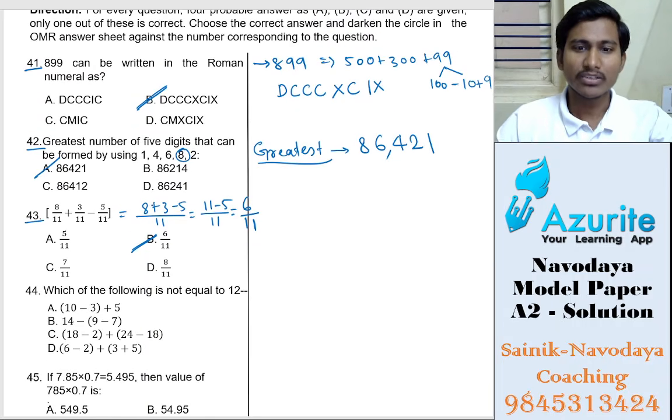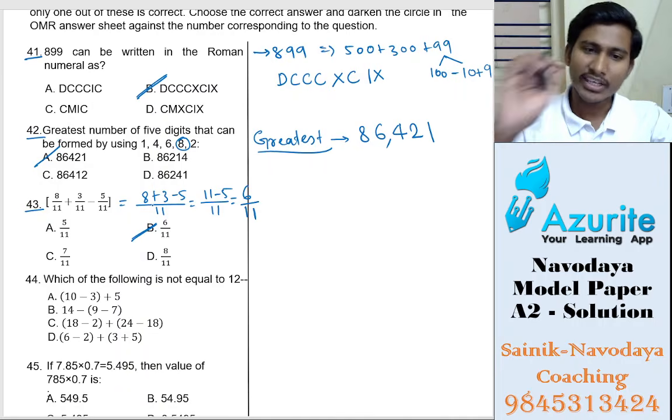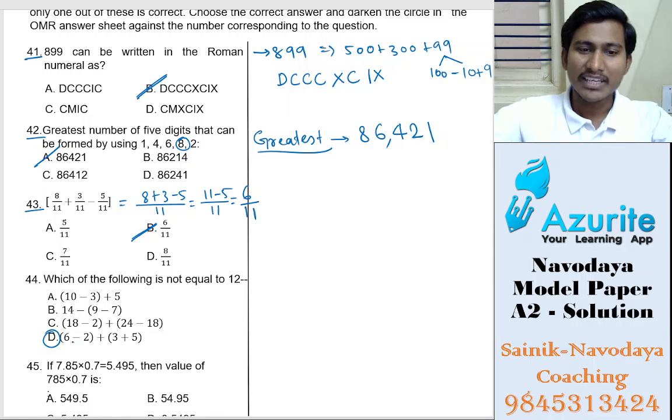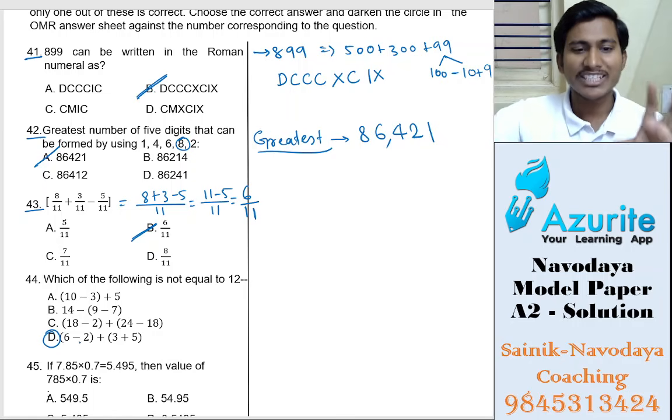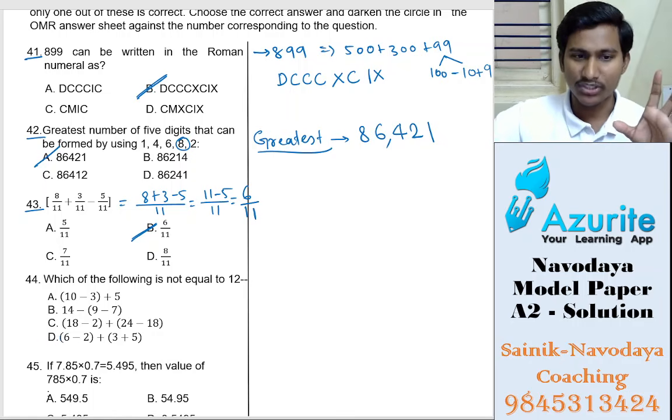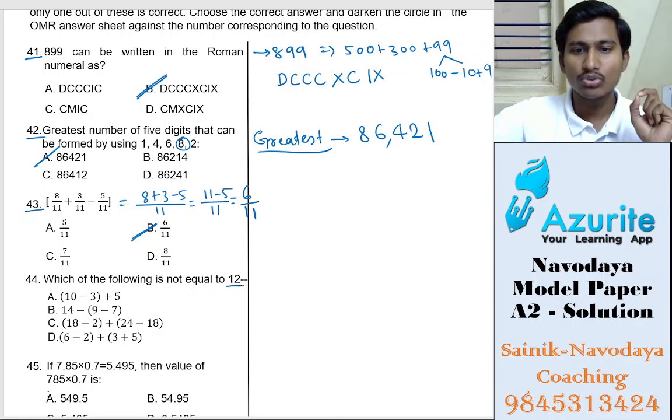That is 44 here. So here, a small correction. In option D, you make it minus. It may be printed as plus, so you change it to minus. Okay? So in option D, this is the correction. So the question is, which of the following is not equal to 12, they are asking.